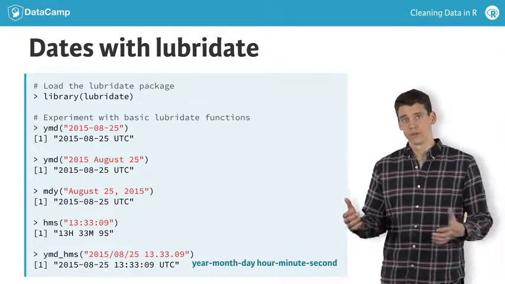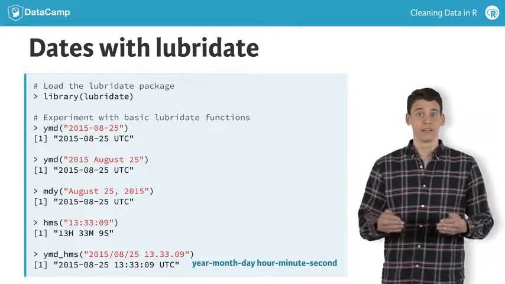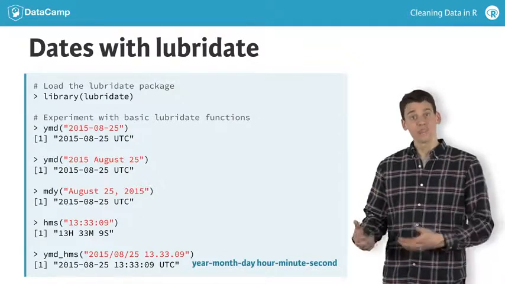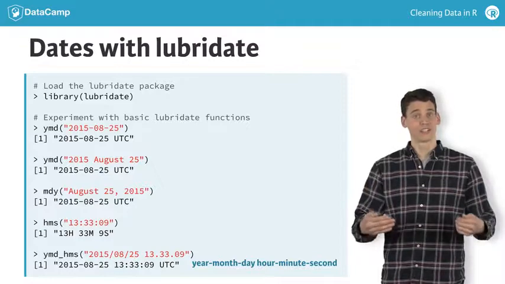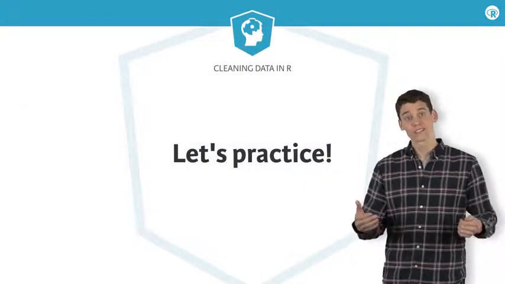For example, ymd takes a date in year, month, day format as input. However, not every combination exists, so you may need to consult the lubridate package documentation from time to time. Let's practice type conversions.